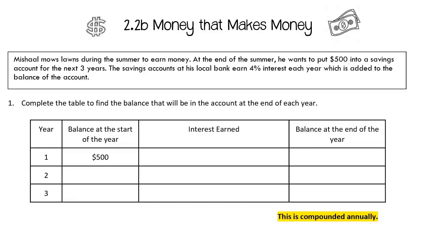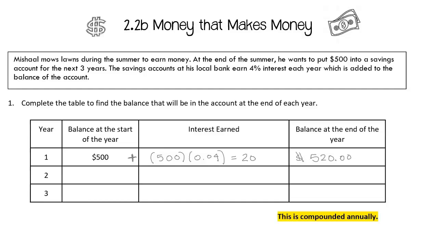So we start the year with $500. Then to find the amount of interest, I'm going to do 4% of 500. So 500 times 0.04. This will be $20. The balance at the end of the year in the account is going to be that $500 plus the $20 in interest. So that'll get us $520.